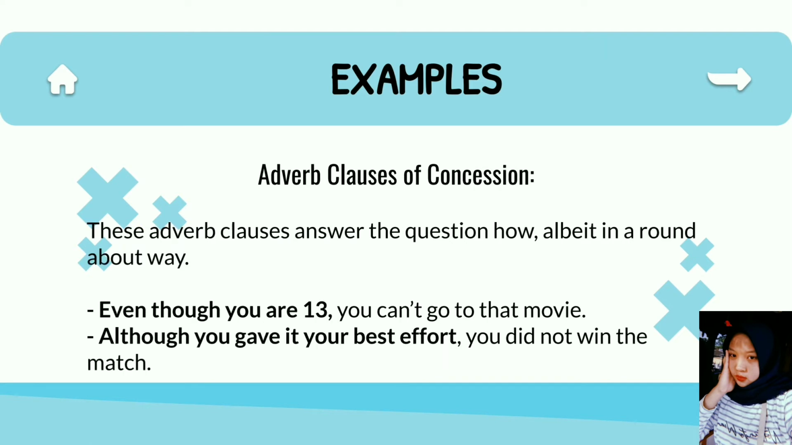The next example is adverb clauses of concession. These adverb clauses answer the question how, albeit in a roundabout way. Even though you are 13, you can go to that movie. Although you gave it your best effort, you did not win the match.